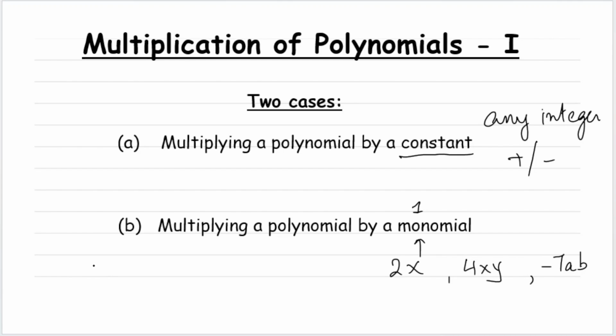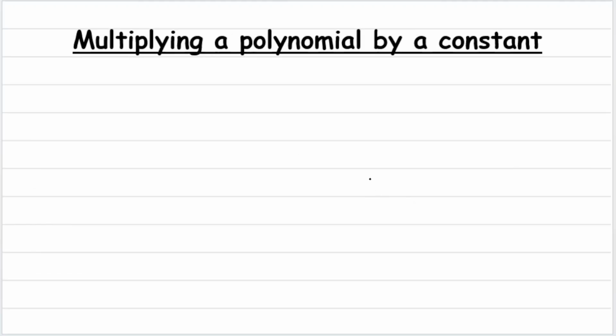What is binomial? Binomial is like this: 2x plus 3y, where we have two terms, 2x and 3y. Terms are separated by plus or minus sign. So if I'm writing 4x minus 3y, it is a binomial. But when there are no terms separated by plus or minus sign, there is only a single term. These all are called monomials. So today we will take these two cases. So let's start. First case, when we are multiplying a polynomial with the constant.